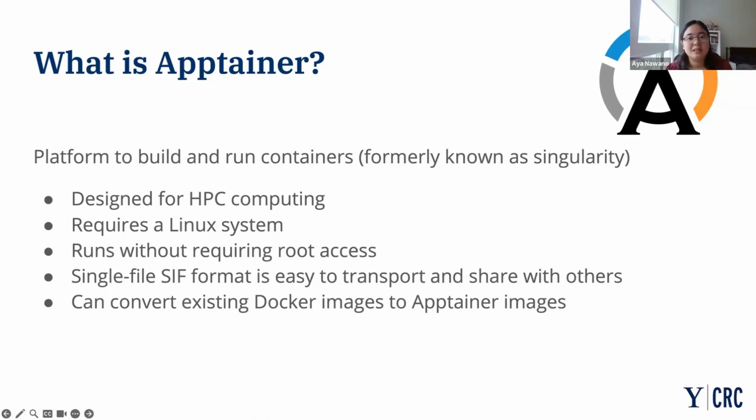Apptainer utilizes a single file format called SIF, the Singularity Image Format, which is straightforward and easy to transport and share with other researchers. Additionally, Apptainer can convert existing Docker images into Apptainer images. So even if the developer only provides you with a Docker image for an application, you can convert it to an Apptainer image and run it on our clusters.